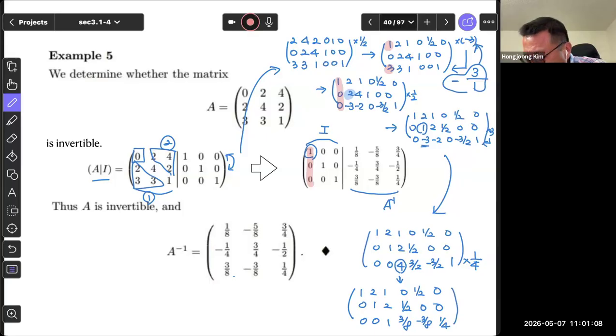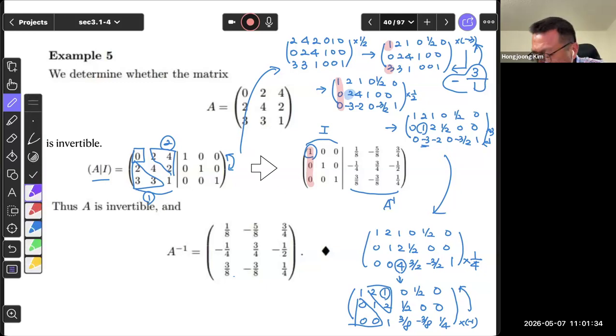Now, below the diagonal, I have zeros. Now you can change these numbers above the diagonal to 0. How do I do that? First of all, if you multiply negative 1 to the third row and then add it to the first row, then this one will become 0. And then when you multiply negative 2 to the third row and then add it to the second row, this 2 will become 0. So in this way, you can eliminate 1 and 2 in the third column.